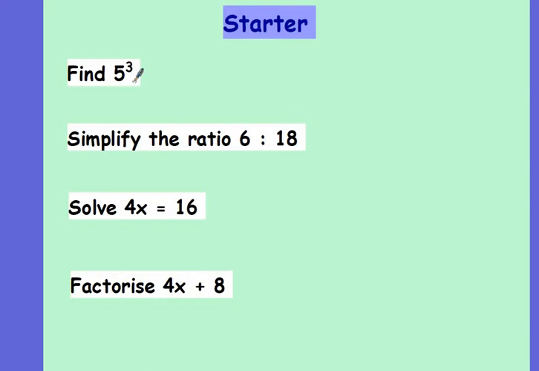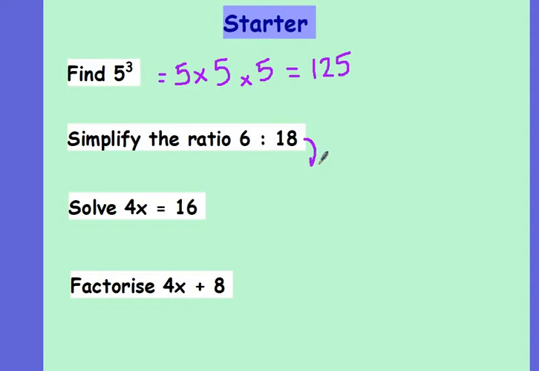Right, let's go through the answers. For the first one, 5 to the power 3 just means 5 times 5 times 5. 5 times 5 gives me 25, times 5 gives me what, Violet? 125, very wise.